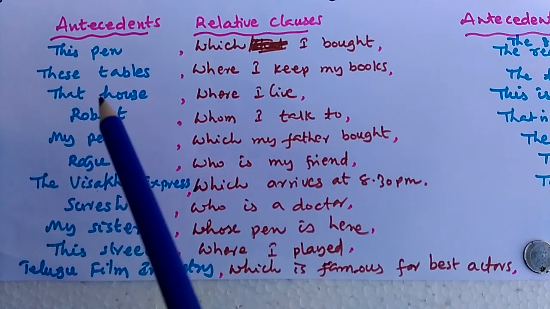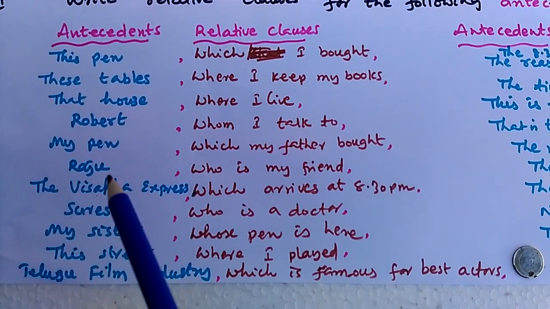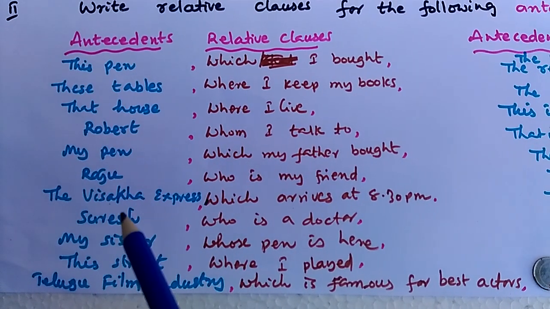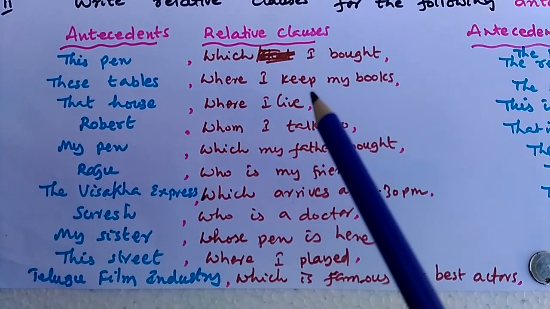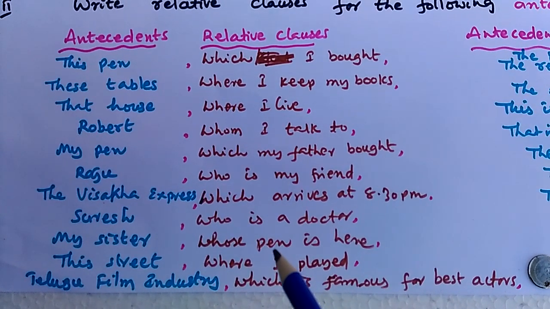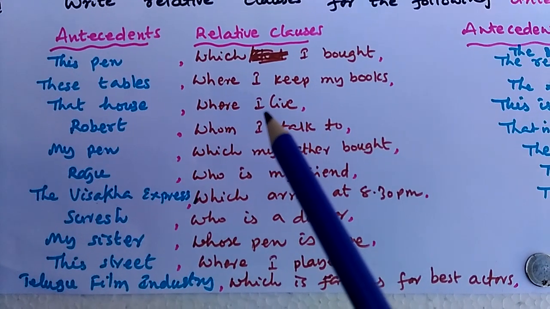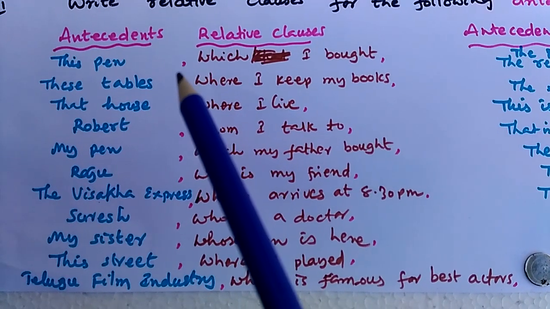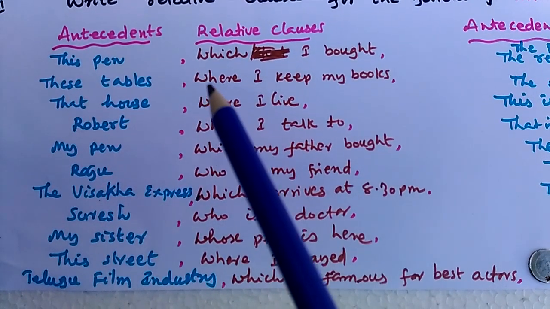So when the identifiers and the antecedents can easily be identified by themselves, that means they are self-explanatory, then the clauses next to them are called non-defining relative clauses. Whenever we write these relative clauses, we have to put commas. That means the relative clauses are to be kept between commas.